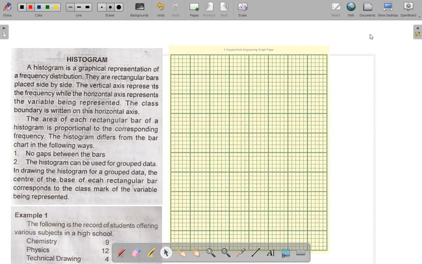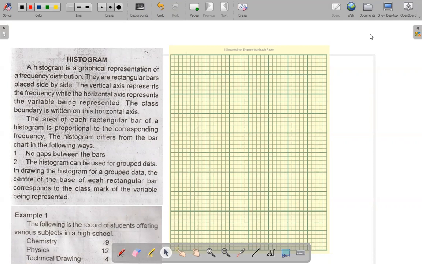We say histogram is a graphical representation of a frequency distribution. They are rectangular bars placed side by side. The vertical axis represents the frequency, while the horizontal axis represents the variable being represented. The class boundary is written on this horizontal axis. If you have taken the previous classes, you should know what a class boundary is. So the area of each rectangular bar of a histogram is proportional to the corresponding frequency.